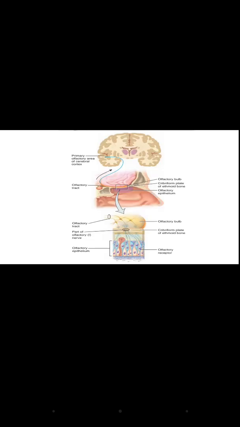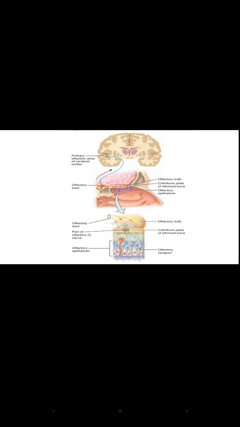Then Bowman's glands. What is their function? They produce mucus. And what is the function of this mucus? It will moisten the surface of the epithelium and then dissolve these odor molecules which are known as odorants. Now, the olfactory pathway, how we get the sense of smell. This is the diagram showing the olfactory epithelium. In the olfactory epithelium, we have olfactory receptors. These receptors, 40 or 60, join together and they will form the olfactory nerve. There is a right olfactory nerve and the left olfactory nerve.